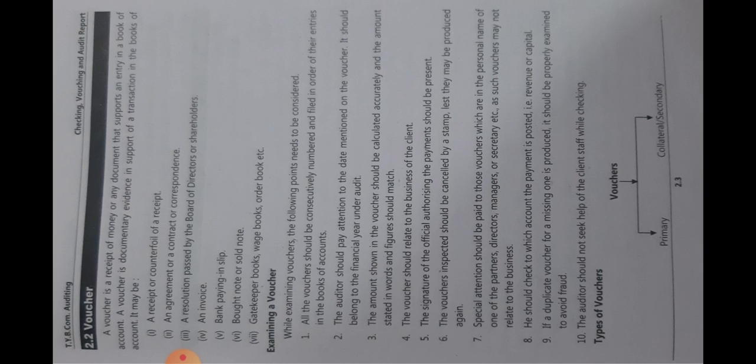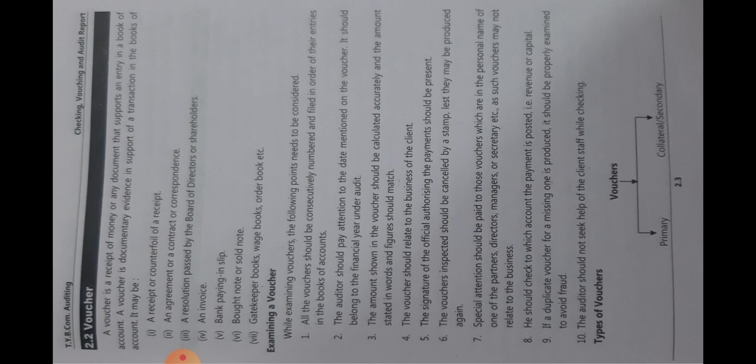So whatever vouchers the company is preparing should be consecutively numbered. It should not happen that in Jan the invoice number 1 is issued by the sales team, and the invoice that is raised in Feb has a number 2, while in between there are different numbers on the invoices. It should not happen. So consecutively numbered invoices or documents or vouchers should be there. The auditor should pay attention to the date mentioned on the voucher. It should belong to the financial year under audit.